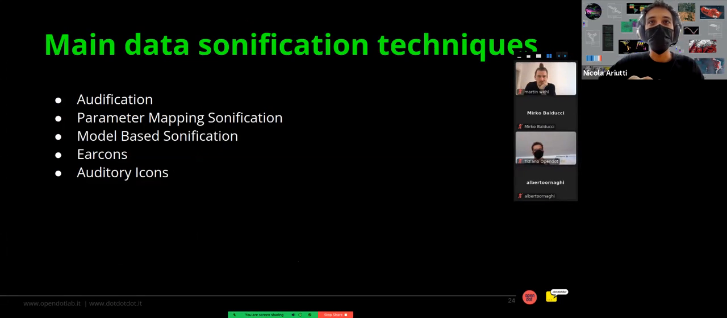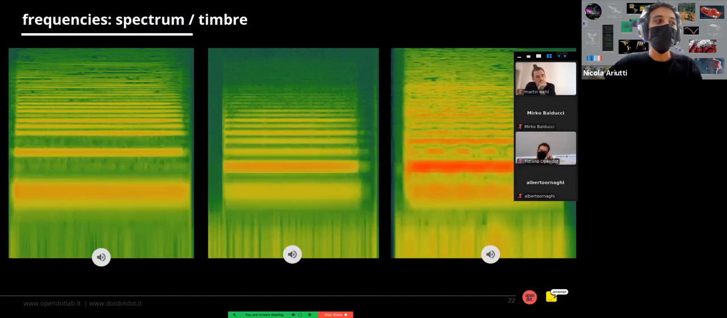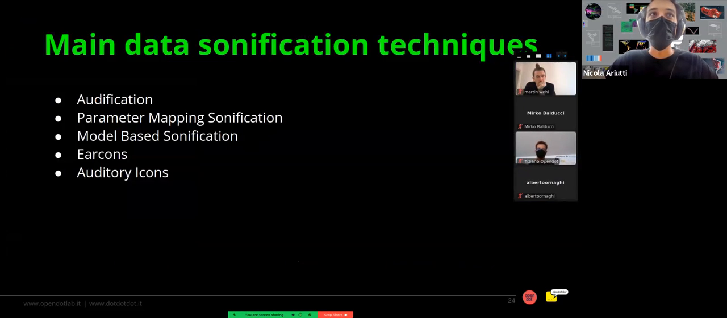Let's move on. Okay, cool. And now that we have covered all the part related to the physical domain of sound, we can start seeing some data sonification techniques. We are going to cover the principal data sonification methods. The first one is called audification, then we are going to cover parameter mapping sonification, and so on with the model based, and then we are going to cover briefly earcons and auditory icons.